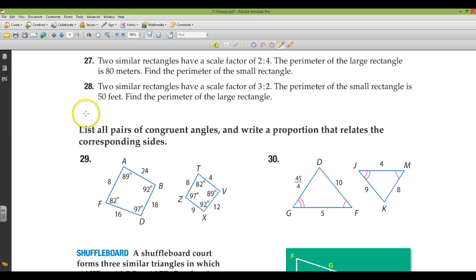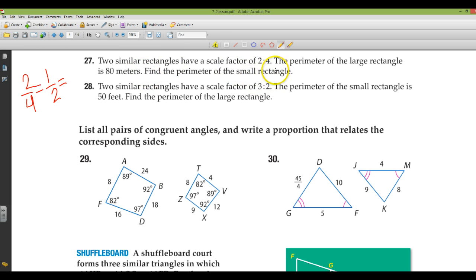For 27, two similar rectangles have a scale factor of 2 to 4. The perimeter of the large rectangle is 80 meters. Find the perimeter of the small rectangle. So the perimeters will be in the same ratio as the scale factor, which is 2 to 4, which we can simplify to 1 to 2, and then set up a proportion.